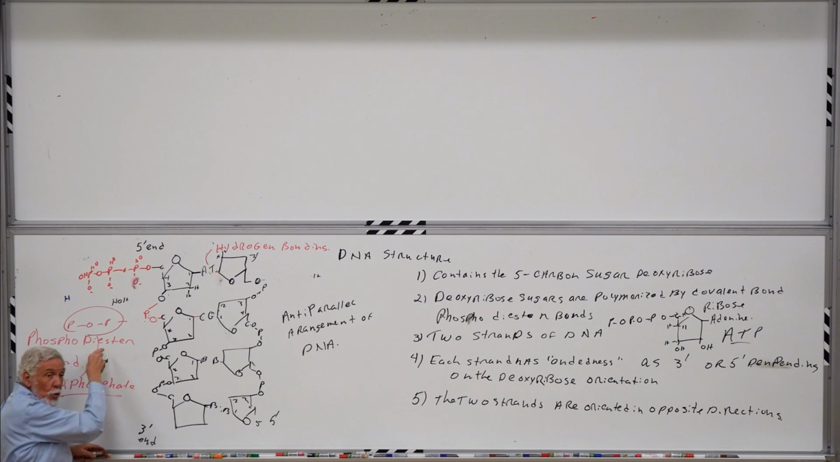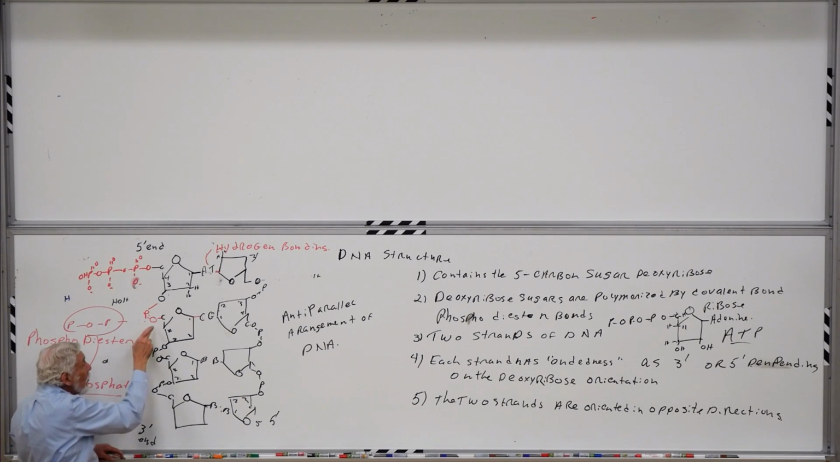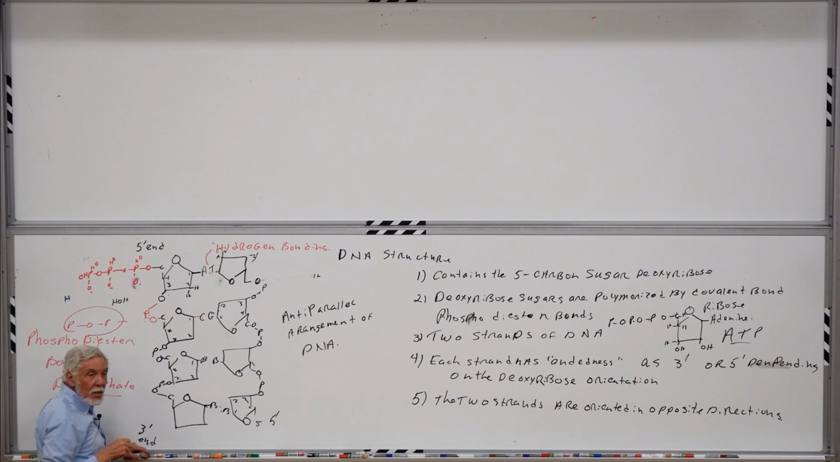And that energy stored in the triphosphate structure, just as we saw the other day with converting chemical energy to mechanical movement, is stored here. That energy in the triphosphate can then be used by the enzyme to form this phosphodiester linkage.